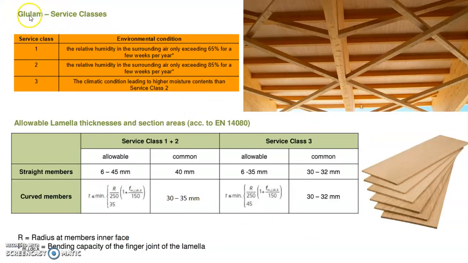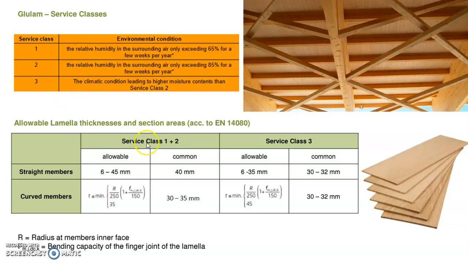For glulam, the designer will need to decide what is the service class of the member for which the glulam is going to be used. Because different service class will place a constraint in terms of the thickness of the plies that form the overall depth of this glulam member. So the most severe service class will be 3, whereas the most mild service class is 1.